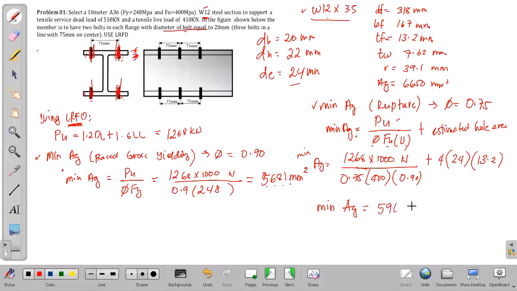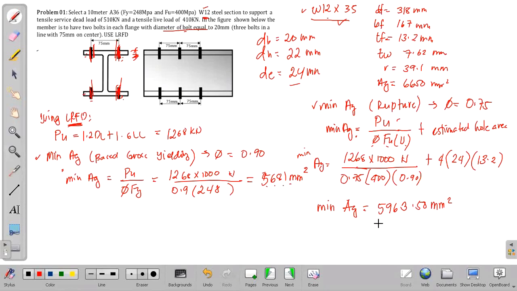5960.5 mm squared. Does our W12 by 35 pass? G is 66. W12 by 35 pa rin tayo, kasi ang minimum Ag is 5960. Yung gross area ng W12 by 35 is 6650.